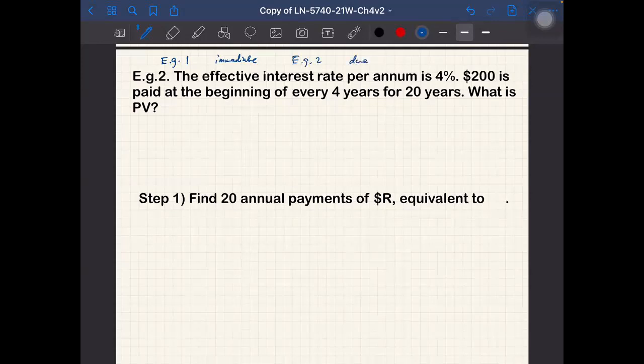So slightly different. Example 2: the effective interest rate per annum is 4%. This is another way to say the annual effective interest rate is 4%. And $200 is paid at the beginning of every 4 years for 20 years. What is the PV? It's similar, but at the beginning of every 4 years, so annuity due.